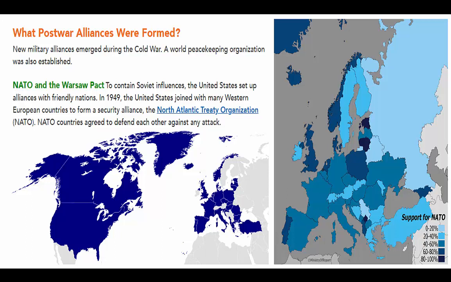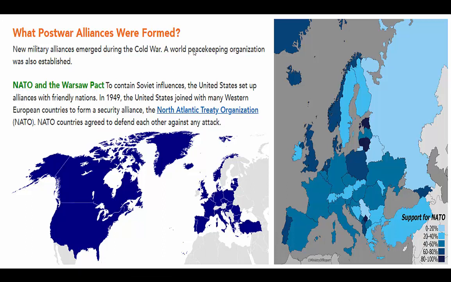In 1949, the United States joined with many Western European countries to form a security alliance, the North Atlantic Treaty Organization, or NATO. NATO countries agreed to defend each other against any attack. So here you can see the countries that are colored are the ones that were in NATO. Notice these are all Western European powers and the United States and Canada.